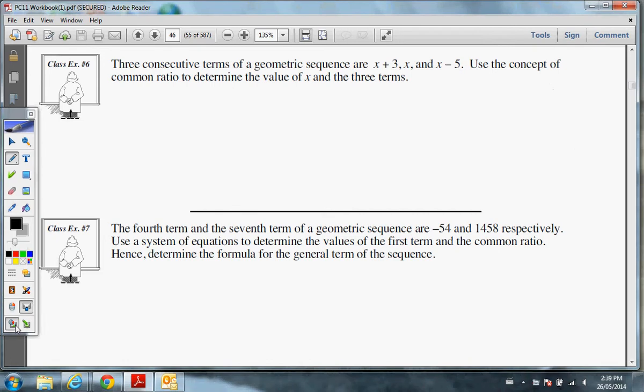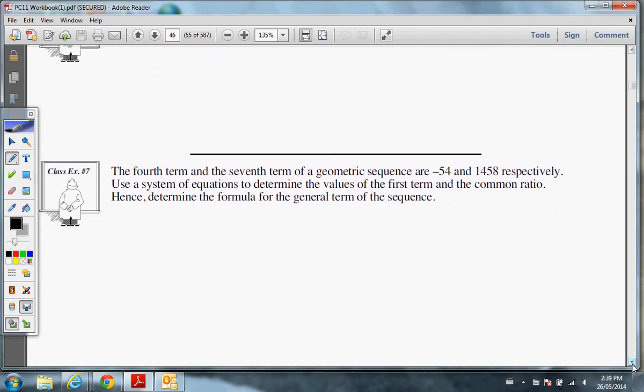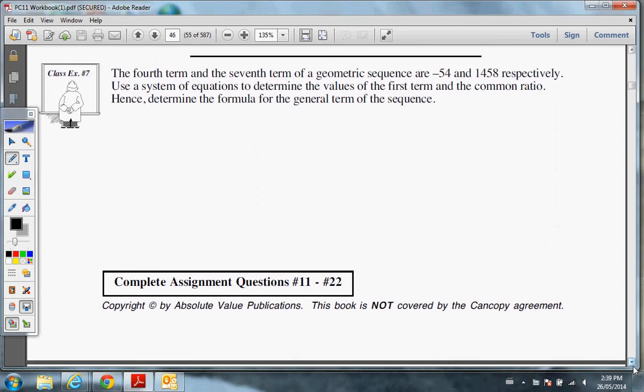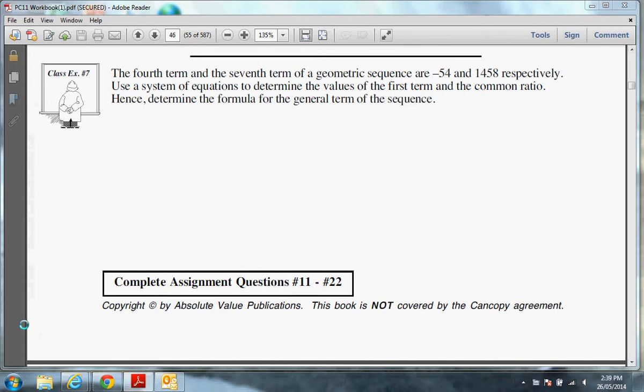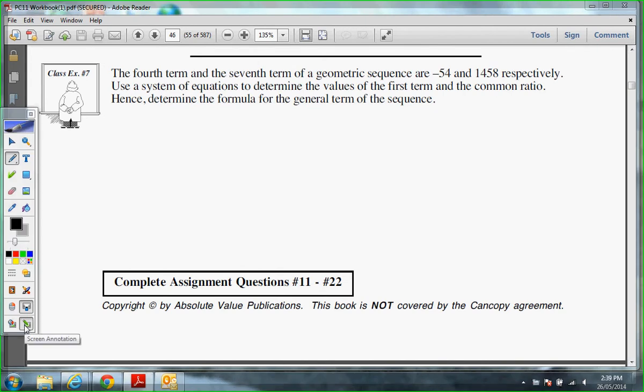All right, so example 7. Now we're getting more to the applied part of geometric sequences. The 4th term and 7th term of a geometric sequence are negative 54 and 1458. So it's another geometric means type problem. But remember, just like with the arithmetic, it gives us not the first, it gives us the 4th. So we have 1, 2, 3. The 4th one's negative 54. So that's my T4. Then 5 and 6, and the 7th is 1458.